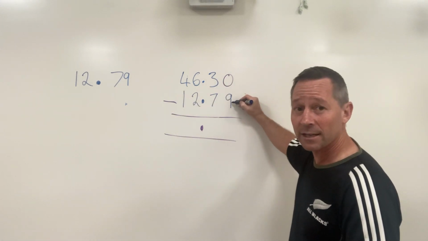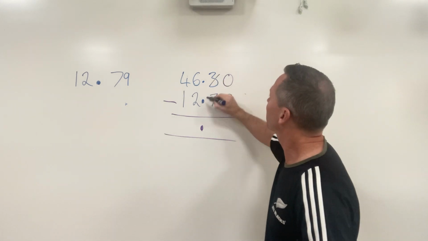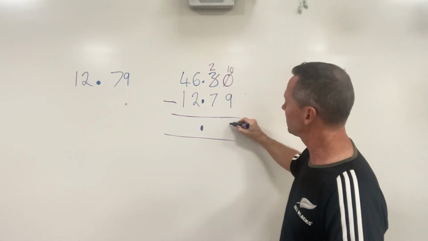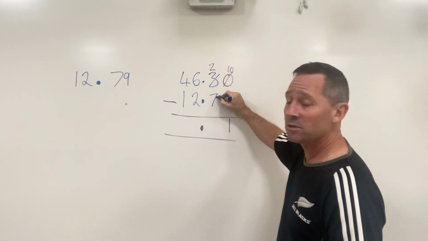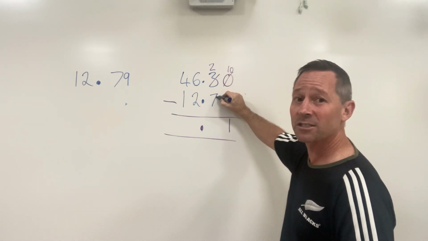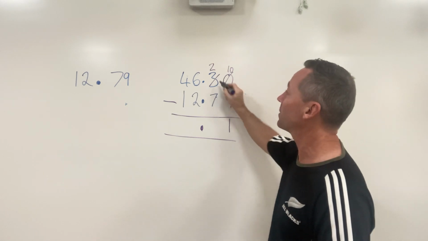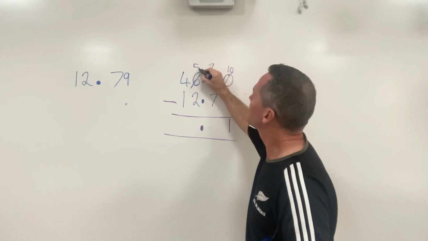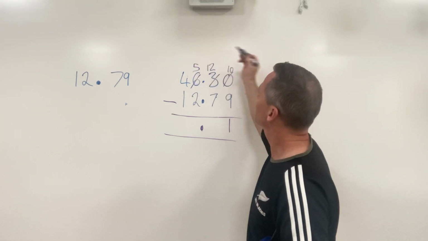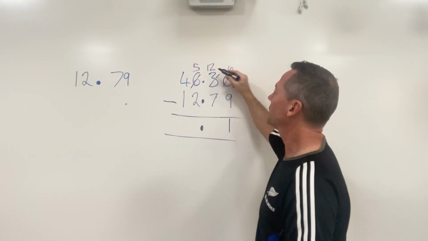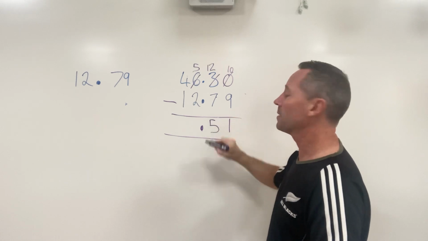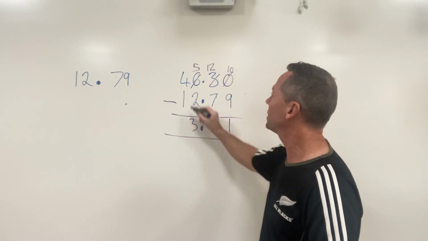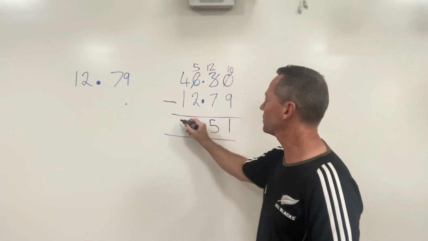0 minus 9, can't do. Come across here and borrow 1, this becomes 10. 10 minus 9, 1. 2 minus 7, 2 tenths is not bigger than 7 tenths, so I have to come across to the whole numbers. This becomes 5, and then this becomes 12. 12 minus 7 leaves 5. 5 minus 2, 3. 4 minus 1, 3.